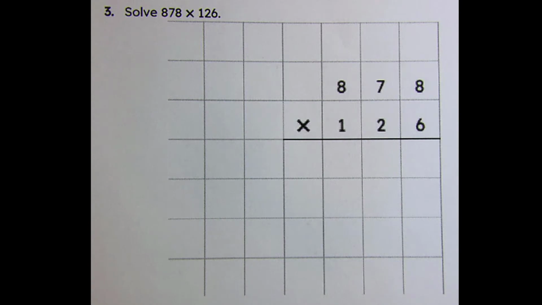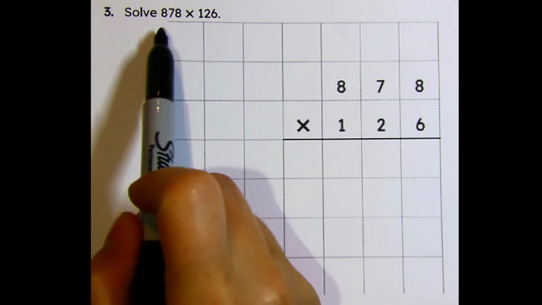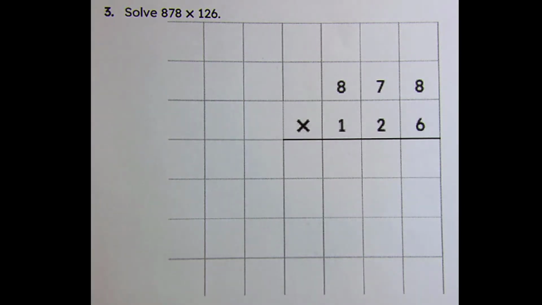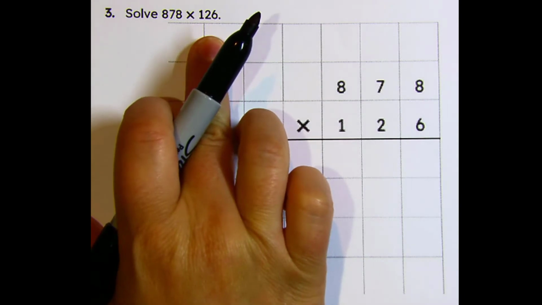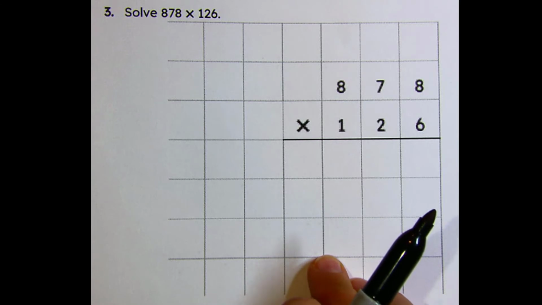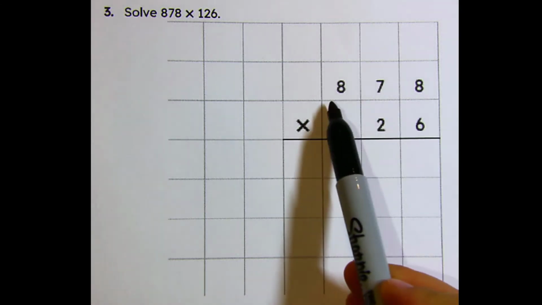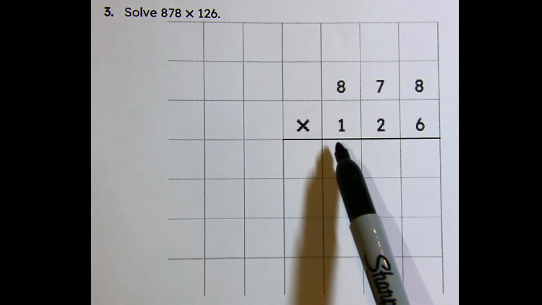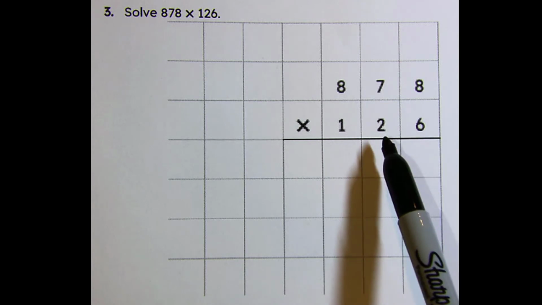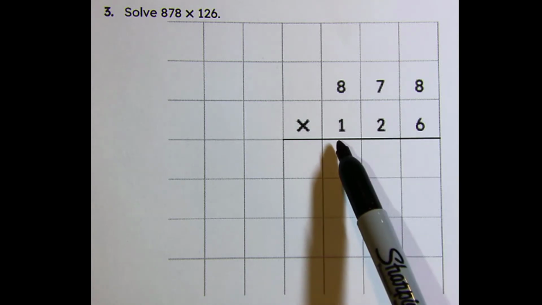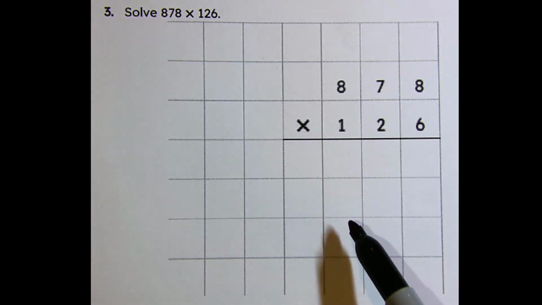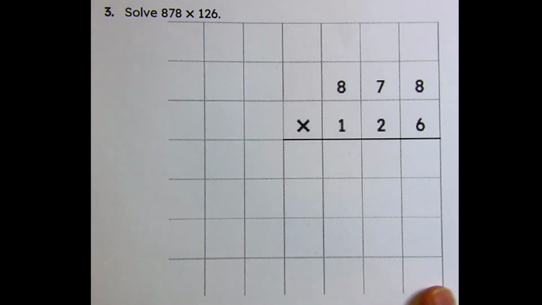In part 2, question number 3, you're asked to solve 878 times 126. Now the key to standard algorithm multiplication is to take advantage of the distributive property. So I'm going to multiply 878 by each part of 126. First, I'll multiply by 6 ones, then I'll multiply by 2 tens, then I'll multiply by 100, then I'll add those 3 answers together to get the final answer.